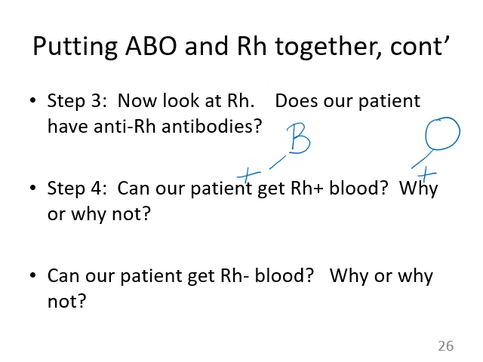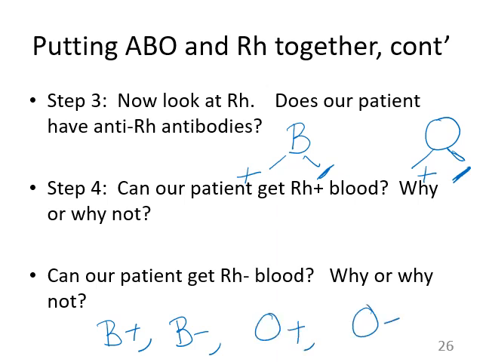Can he get RH negative blood? Remember, an RH negative just doesn't have any of that RH antigen. Anybody can get RH negative blood. So he can get B negative or he can get O negative. So in conclusion, we can give him B positive, B negative, O positive, or O negative.